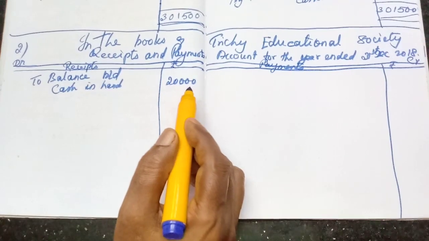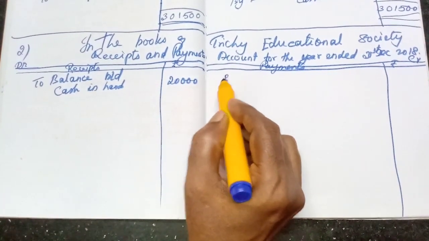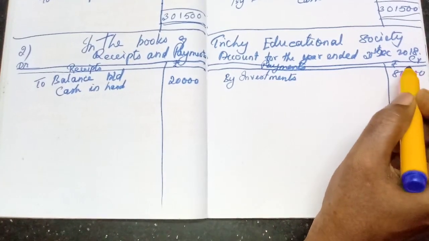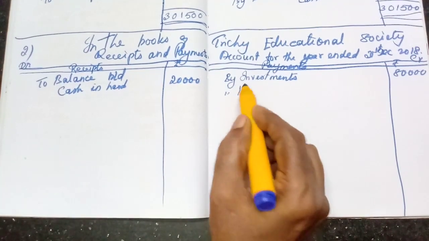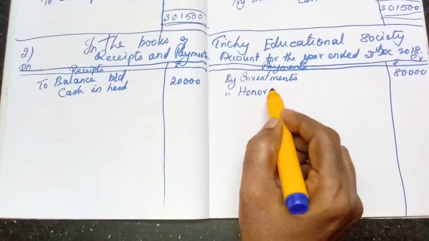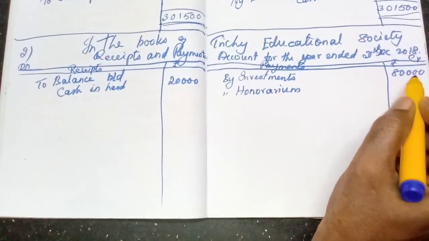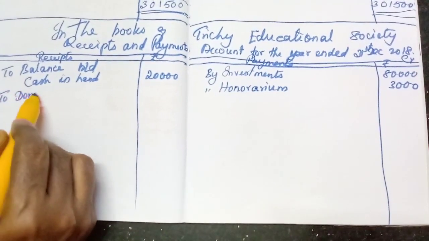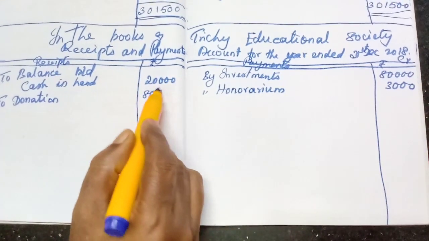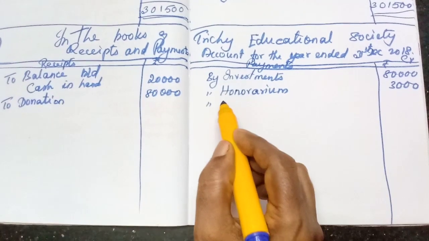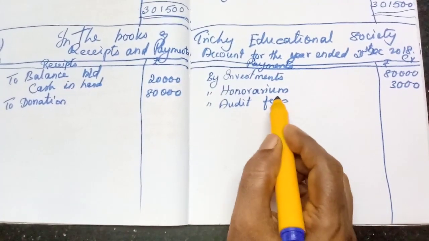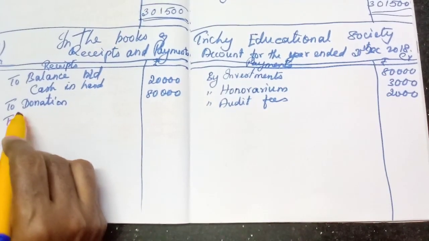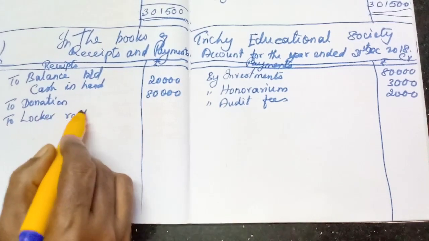Then investments made, it is an expenditure, payment, so by investments, $80,000. Honorarium paid, it is given clearly, paid, payment, so by honorarium, $3,000. Donation received. Received, so it is received, to donation, $80,000. Audit fees paid. So it is a payment. Audit fees $2,000. Locker rent received. So it is clearly given as received, so it is a receipt. So you write locker rent, 12,000.